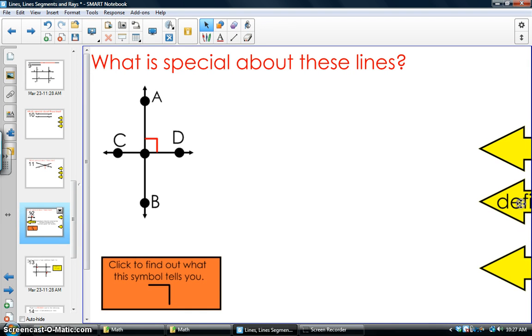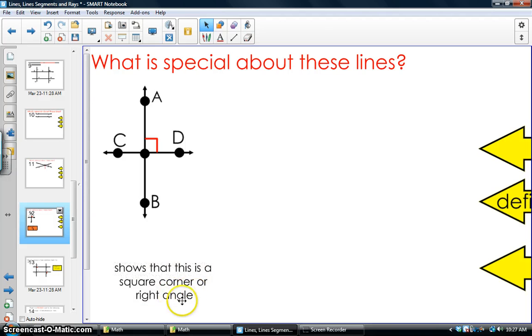Many perpendicular lines are identified by this symbol here that represents those square corners or the right angle. And we'll talk more about angles later. This line AB is upright from CD, but perpendicular lines look like a cross. They form a cross. If you want to pause and practice drawing perpendicular lines, you may do so at this time.